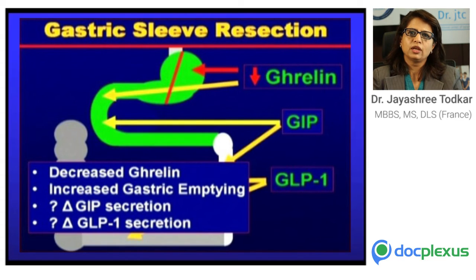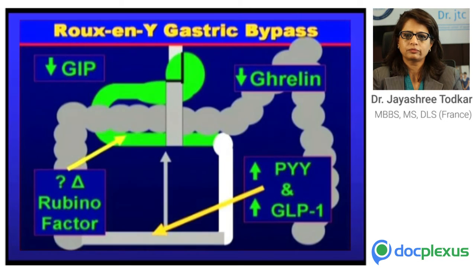The gastric emptying improves, and along with that the decreased ghrelin leads to a less starvation signal, a less storage signal towards the brain, and it becomes easy for the patients to shed off the weight.